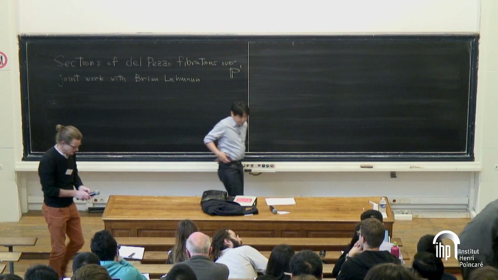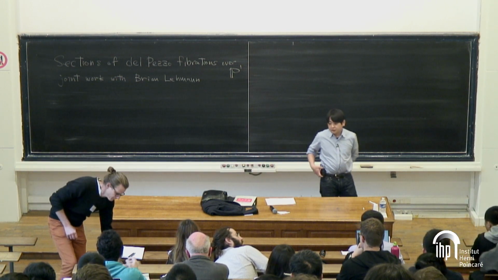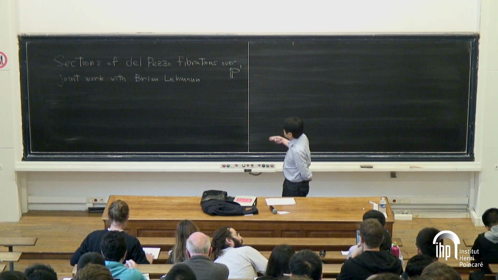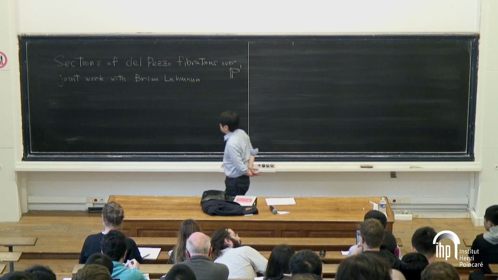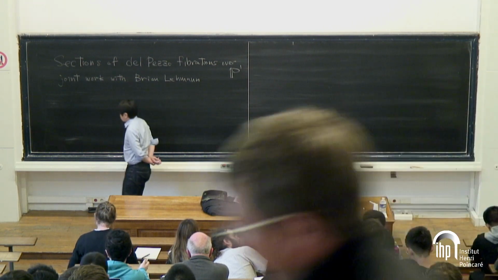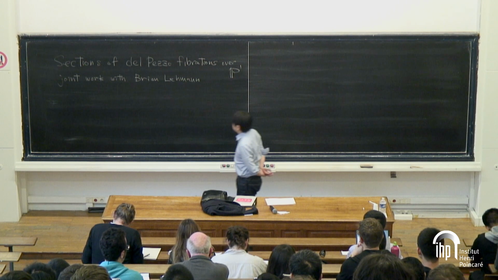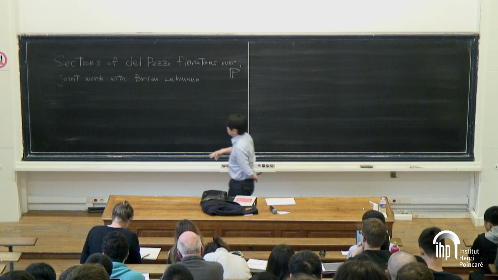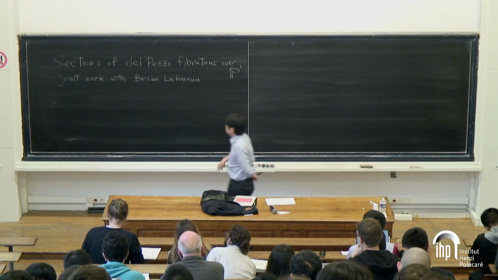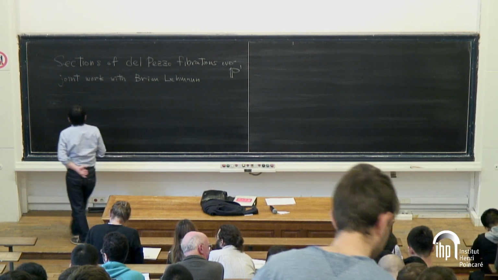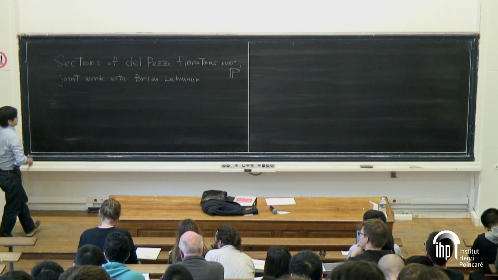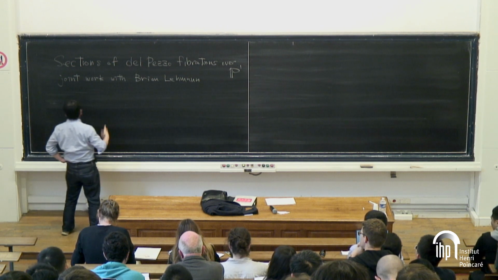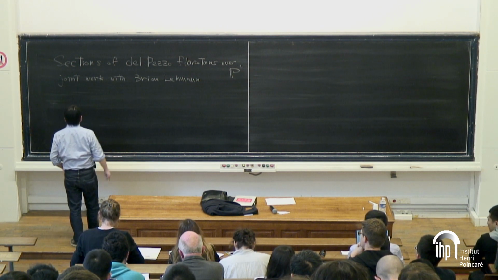Okay, so thank you for the introduction, and thank you for the opportunity to give a talk here. The title is Sections of del Pezzo fibrations over P1. This conference is about Fano varieties and so on. A del Pezzo surface is a Fano surface, so a two-dimensional Fano variety is a del Pezzo surface. And a del Pezzo fibration is a kind of threefold fibered by del Pezzo surfaces over P1. This is something I'm going to talk about.